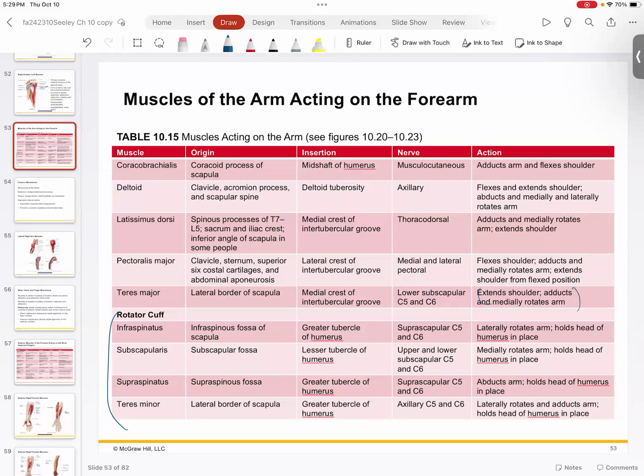So all these, notice, have the same phrase: holds the head of the humerus in place. All four of these are necessary.